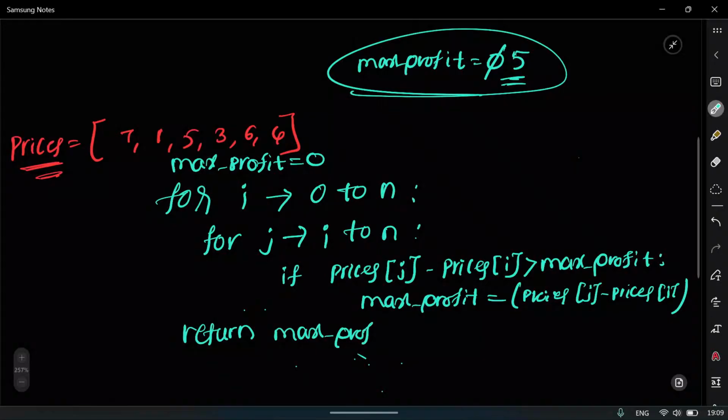Let's quickly analyze the time and space complexity for this approach. The outer loop runs with a time complexity of order of n, and the inner loop does the same.